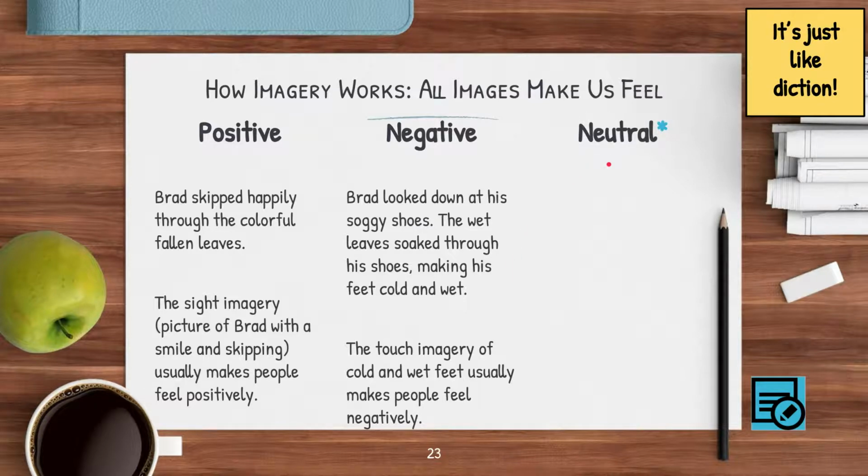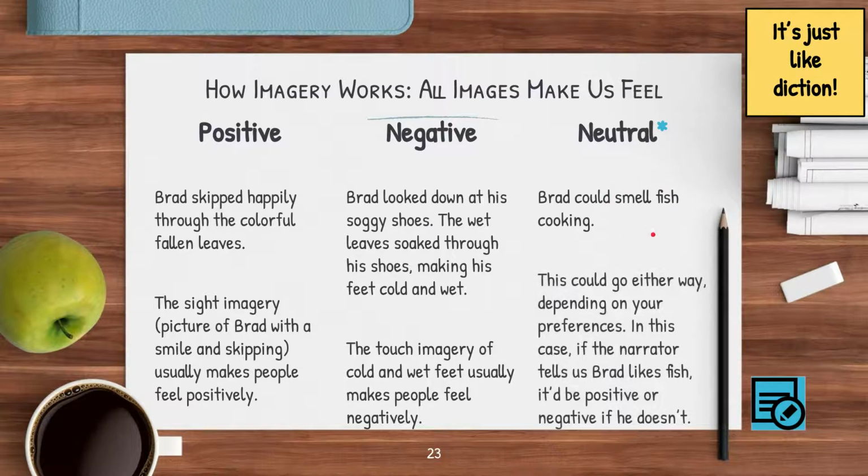And sometimes imagery can make you feel neutral, right? If I just wrote the sentence, Brad could smell fish cooking, that's smell imagery, right? But it can kind of go either way, depending on your preference. Some of us like fish and some of us don't. In this case, if the narrator tells us that Brad likes fish, then it would be positive. But if the narrator had told us before that Brad doesn't like fish, then this smell imagery is designed to let us know that it's negative.